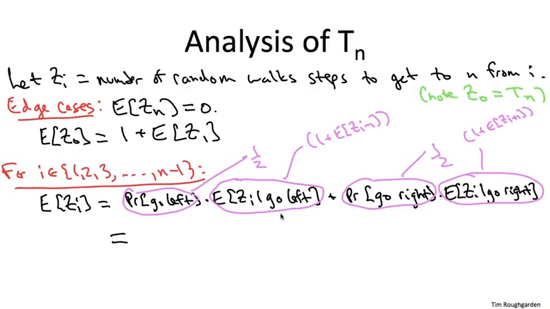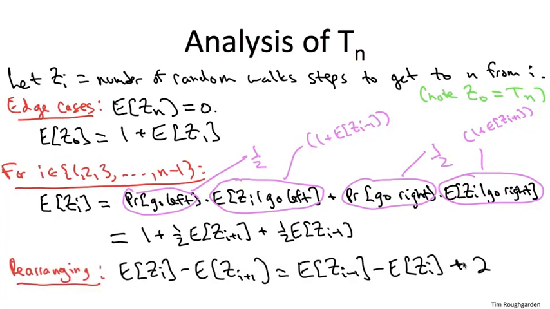Once the dust clears, we discover that the expected value of z sub I, the average number of steps from position I, is just 1 plus the average of the expectations of z sub I minus 1 and z sub I plus 1. If we multiply both sides of this equality by 2 and rearrange, we get that the difference between the expected values of z sub I and z sub I plus 1 is equal to 2 more than the difference between the expected values of z sub I minus 1 and z sub I.